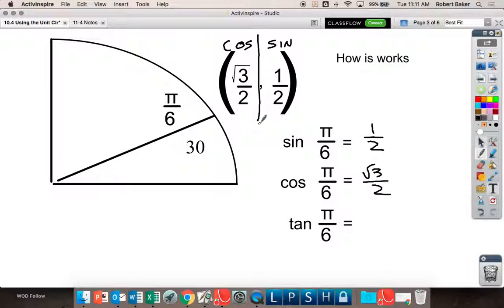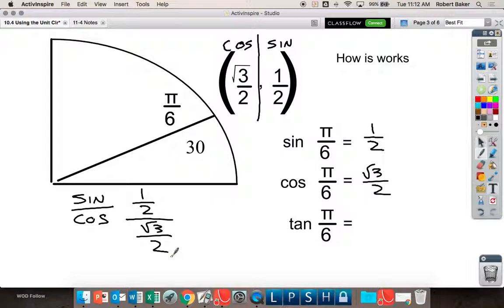All right. Now, I've been lingering on tangent for a while. The tangent of pi over 6 is sine divided by cosine. So 1/2 divided by the square root of 3 over 2. Can you do 1/2 divided by the square root of 3 over 2 without a calculator?